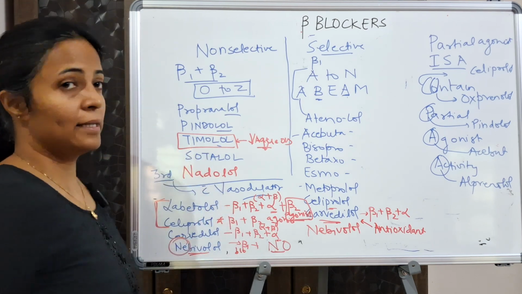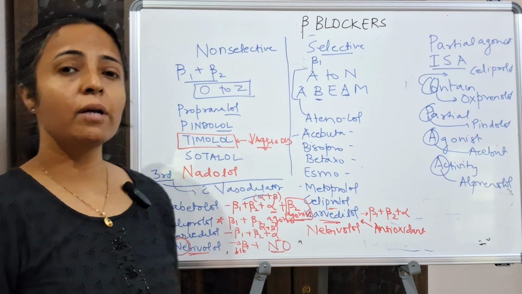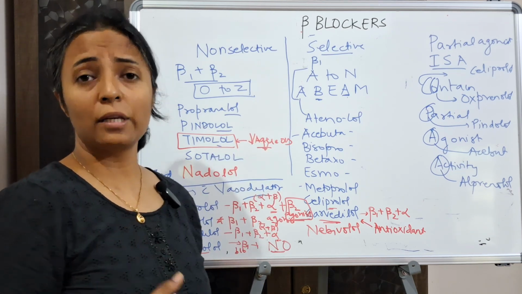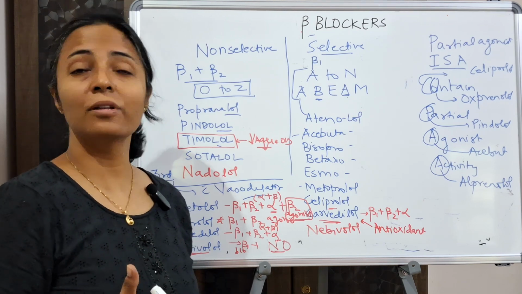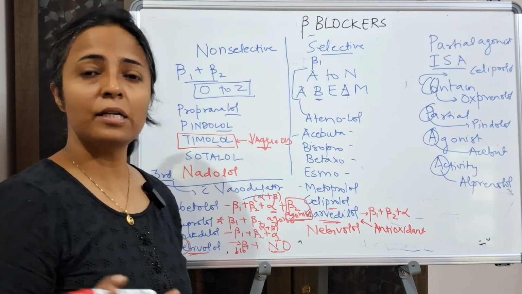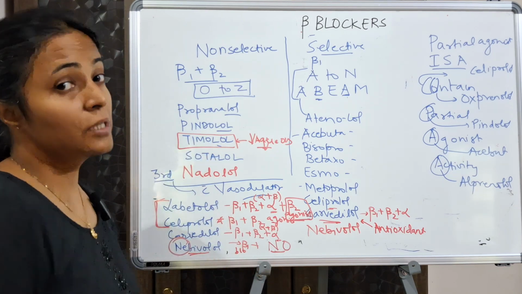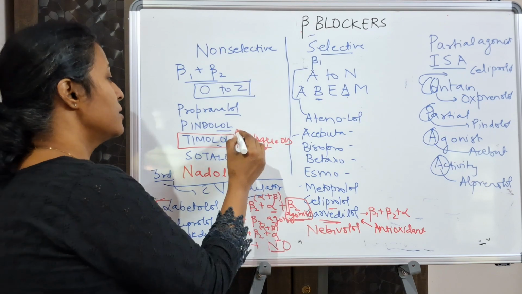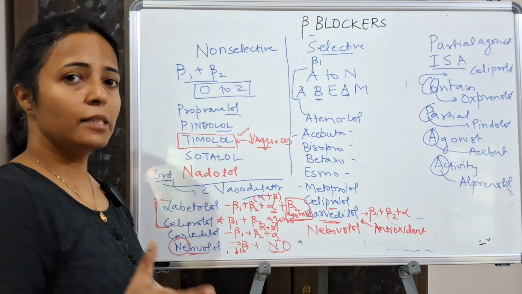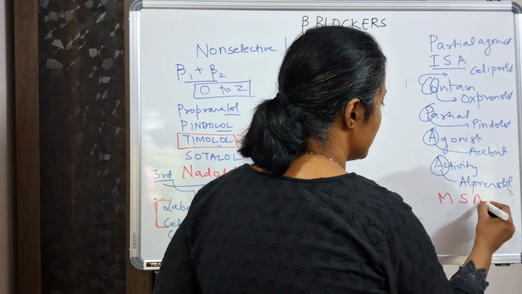But timolol is the one which does not have any membrane stabilizing activity. And why is it important? Because beta blockers with this activity also anesthetize the cornea, and that can be dangerous. We don't want the cornea sensation to go away, because even a little injury can lead to damage to the cornea. So timolol is the one which doesn't do that, and that is why it is used in open angle glaucoma, right? So what are the beta blockers which have membrane stabilizing activity?